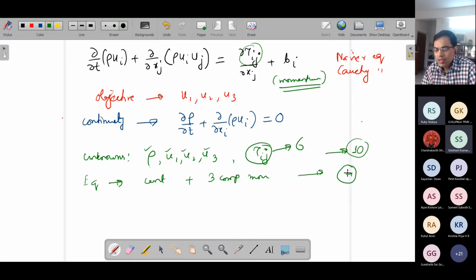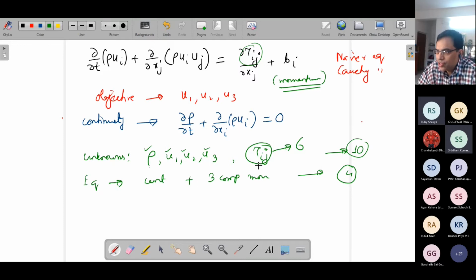So you have a great disparity where the number of independent equations is not matching with the number of unknowns. In fact, there is a much greater number of unknowns than the number of equations. So we have to bridge this gap. How can we bridge this gap? We have to bridge this gap from the constitution of the fluid.